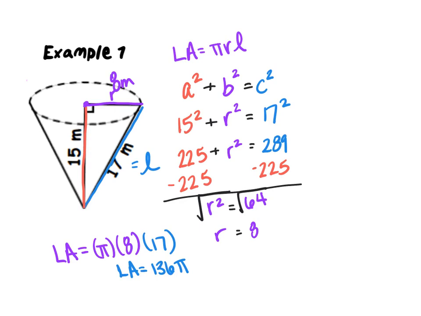And if I do that, I get 427. So the approximate answer, that means approximately 427.04. And remember, because it's area, this is meters squared.